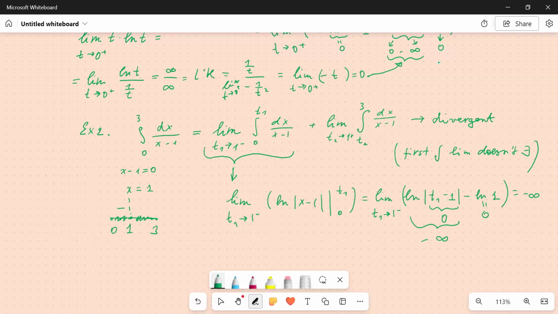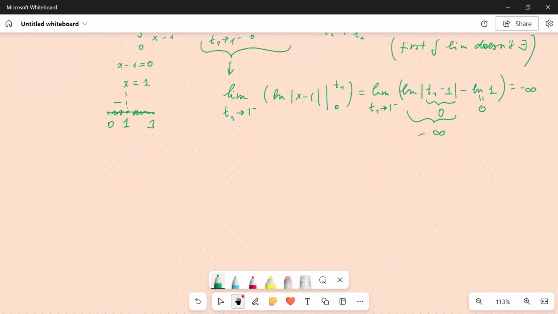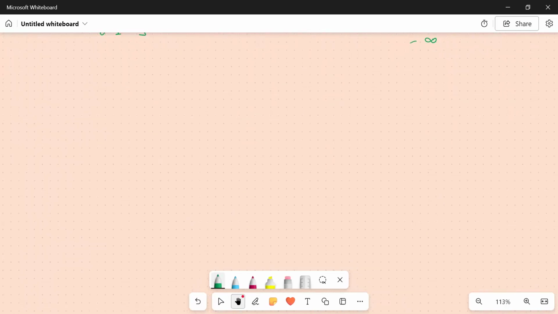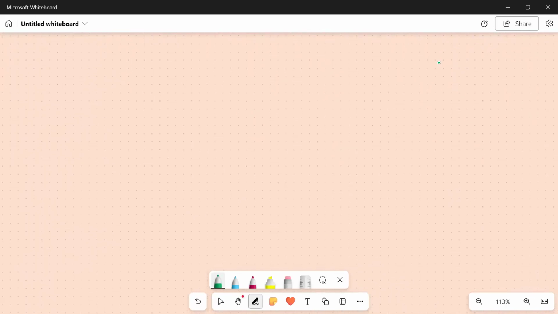Okay. While practicing with homework problems, they have more interesting integrals, and sometimes you will need to use L'Hopital's rule to calculate those limits. We are going to move to the last part of this section, which is called the comparison theorem. And this is the hardest part of this section.